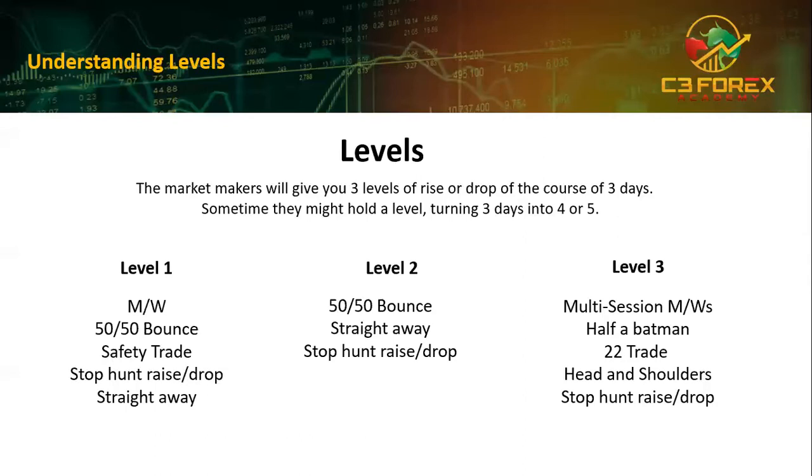All right, so level 1, you've got M's and W's, 50-50 bounce, safety trade, stop hunt, rise, drop. That would produce your M's and W's, straightaways. Level 2, 50-50 bounce, straightaways, stop hunt, rise, or drop. Level 3, multi-session M's and W's, half the Batman's, 22 trades, head and shoulders, stop hunt, rise, or drop.